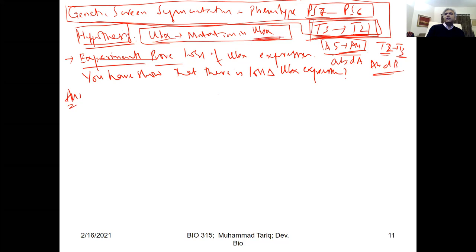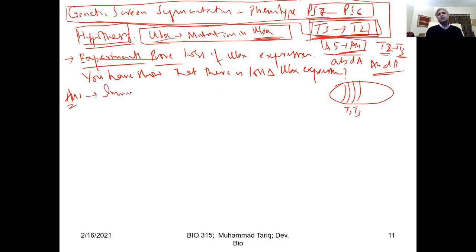You have to correlate that UBX. So let's say you are saying I'm having T3 like this, T2 has converted into T3. If you do Western blotting, you will be crushing all this. You won't be able to see these specific segmental expressions. So what we normally do is immunostaining, or we can also do in situ hybridization, either of the two experiments.